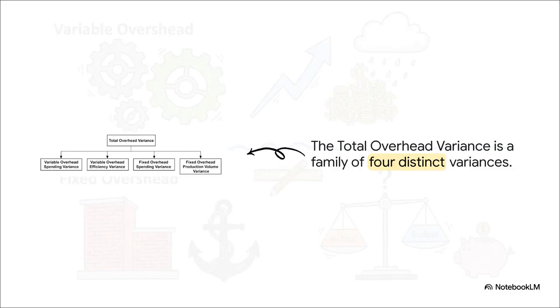You see, the total overhead variance isn't just one big problem. Think of it more like a family. It's the sum of 4 smaller, much more specific issues. We've got 2 that deal with variable overhead and 2 for fixed overhead. So for the next few minutes, we're going to break down each one of these piece by piece.